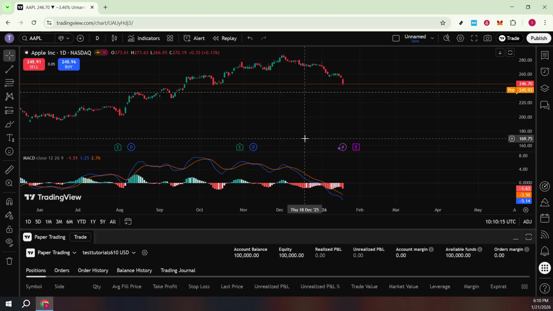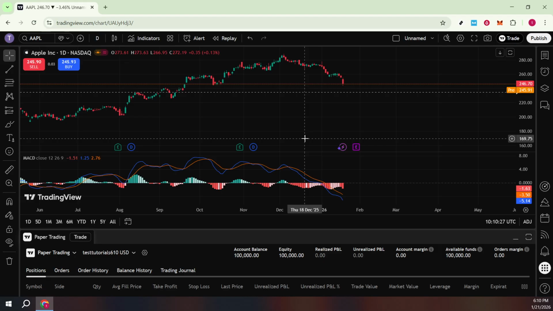For example, if price breaks a key level and the MACD crosses up with a rising histogram, that alignment adds confidence. If price rallies while the MACD makes lower highs, that divergence can be an early caution that momentum is fading.